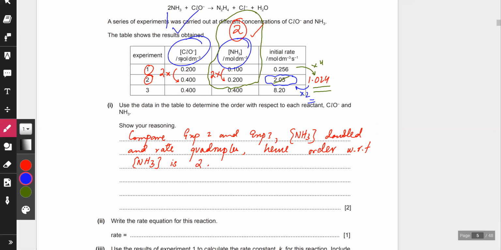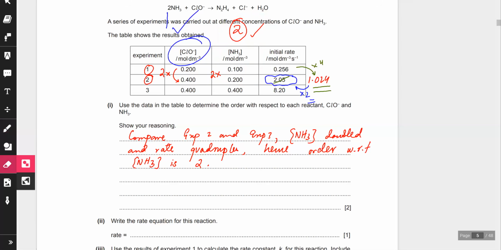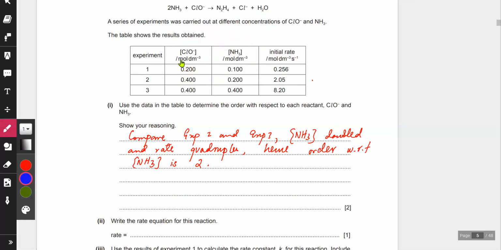The other way to do this, the mathematical way, is to take experiments 1 and 2. So let's do the other method. That's the mathematical way. Let's say you take experiments 1 and 2.